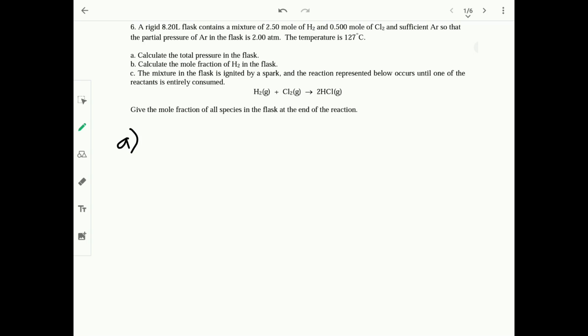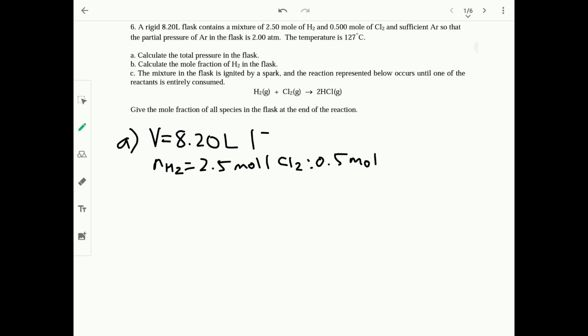Let's first state the given. Let's do it together now. We know that the volume is 8.20 liters. We know that n of H2 is equal to 2.5 moles. For Cl2, we have 0.5. We know that the temperature is 127 degrees Celsius or 400 Kelvin. You just have to add 273. And we know that the pressure of argon is 2 atmosphere. We are looking for total pressure.